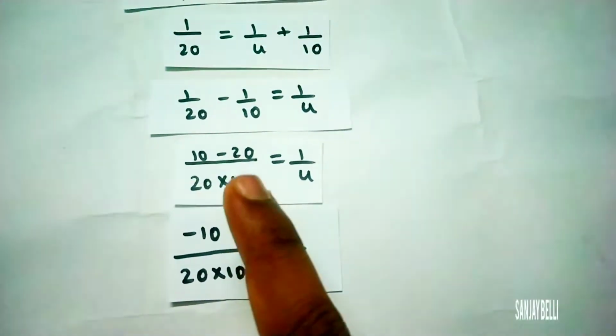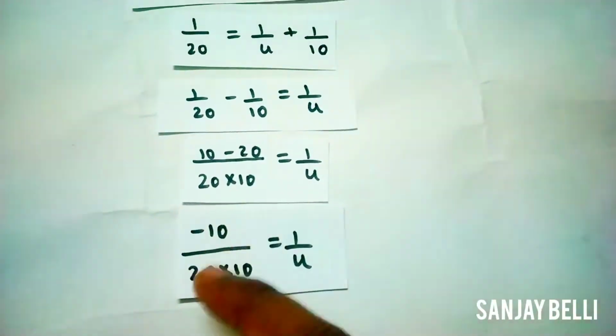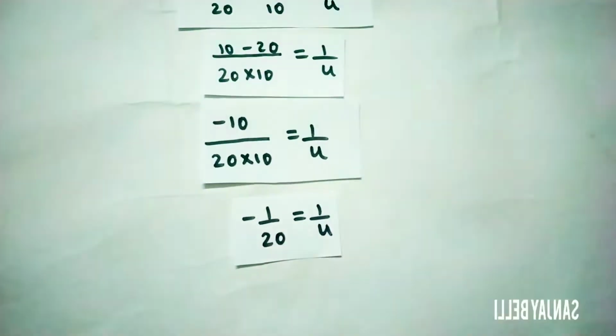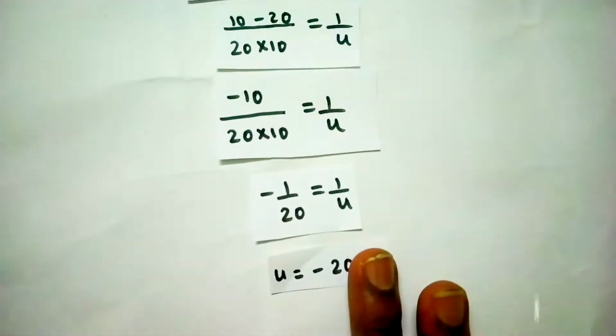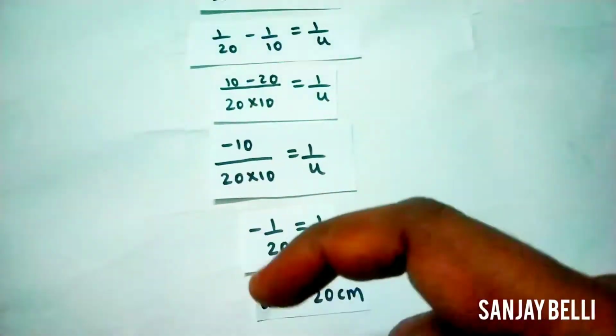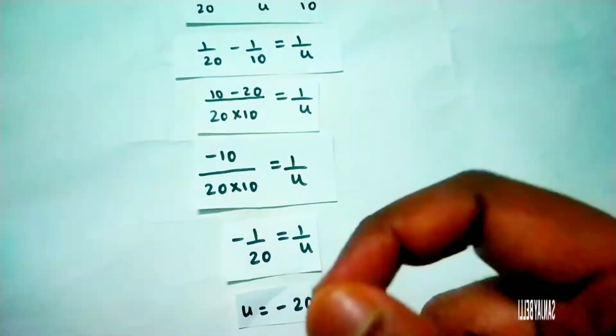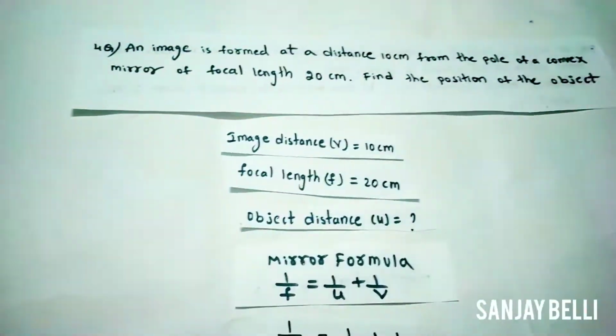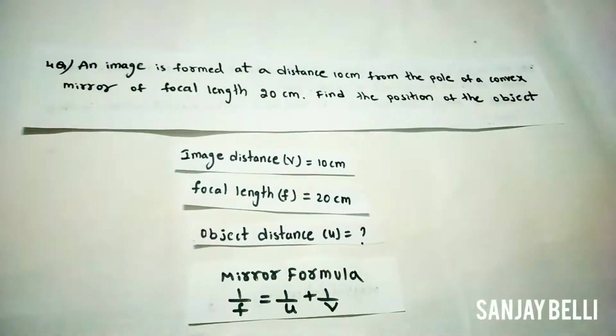The 10s will be cancelled. You will get minus 1 by 20 is equal to 1 by U, and U equals minus 20 centimeters. We cannot predict how much the U value will be, but the U value should always be negative. Okay, this is the solution for your fourth problem.